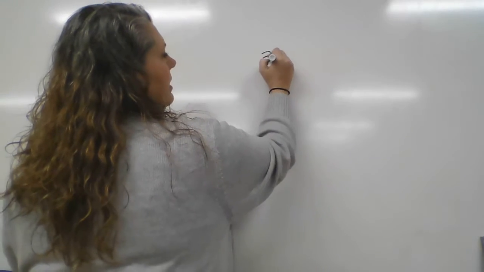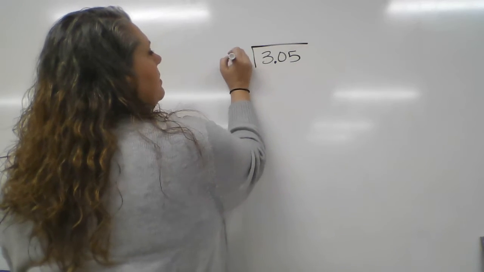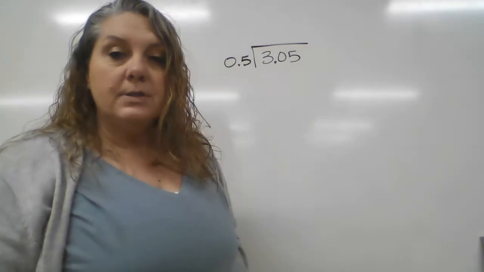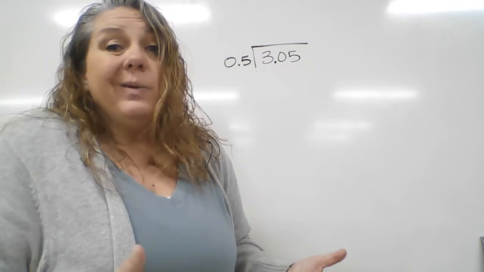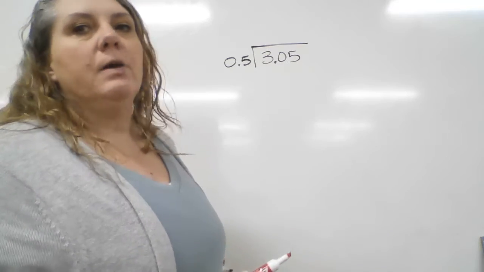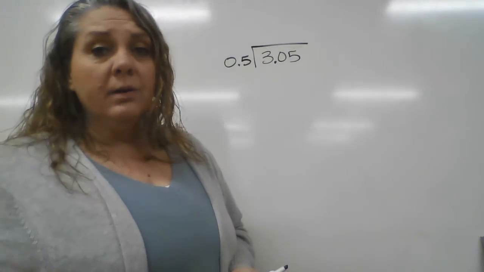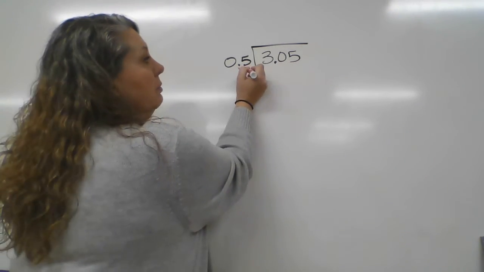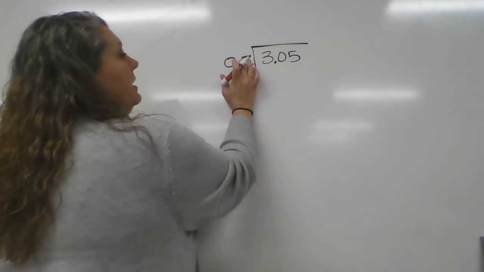Let's say we still have 3.05 divided by, but this time we're dividing by 0.5. We're dividing by 5/10. So now we have a decimal on the outside of the box also. When we have a decimal on the outside of the box, we got to get rid of it. We can't divide by a decimal whenever we're doing long division. So what we're going to do is get rid of it. In order to get rid of it, you move it to the end of the number. So I just made 0.5 into 5.